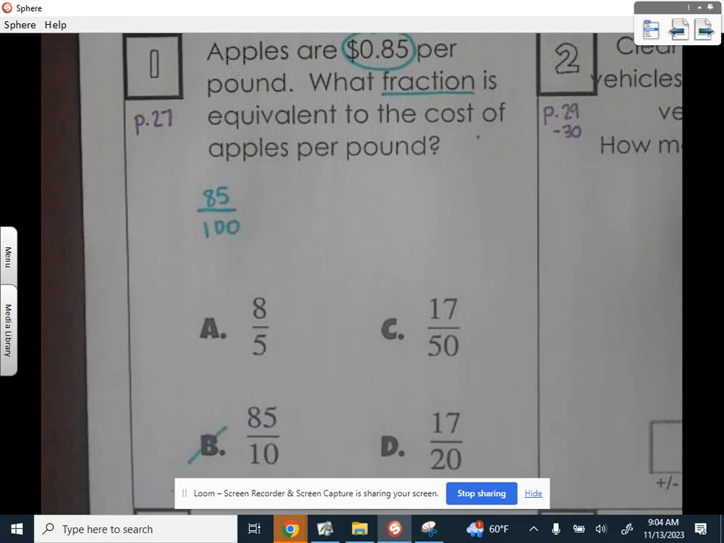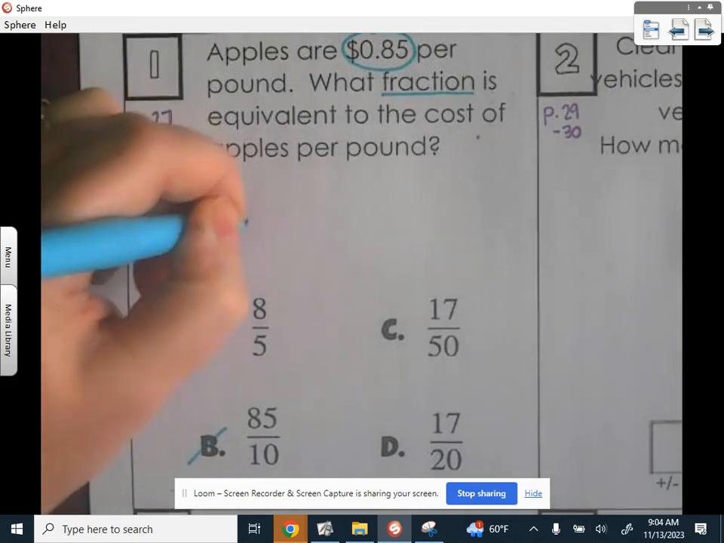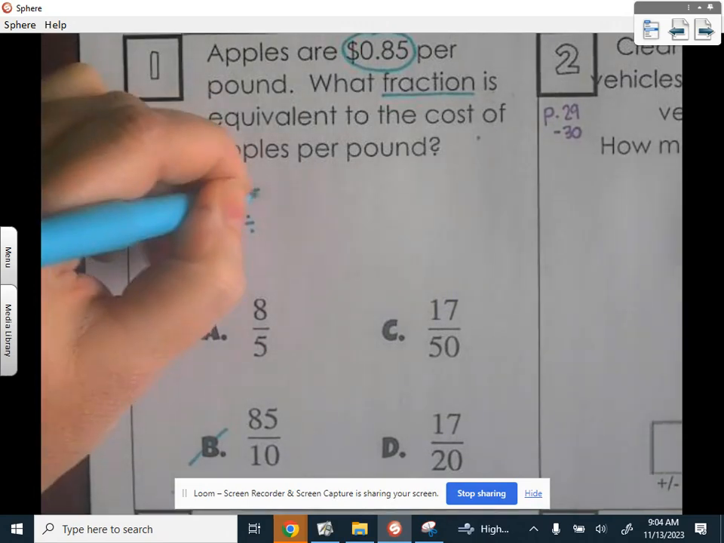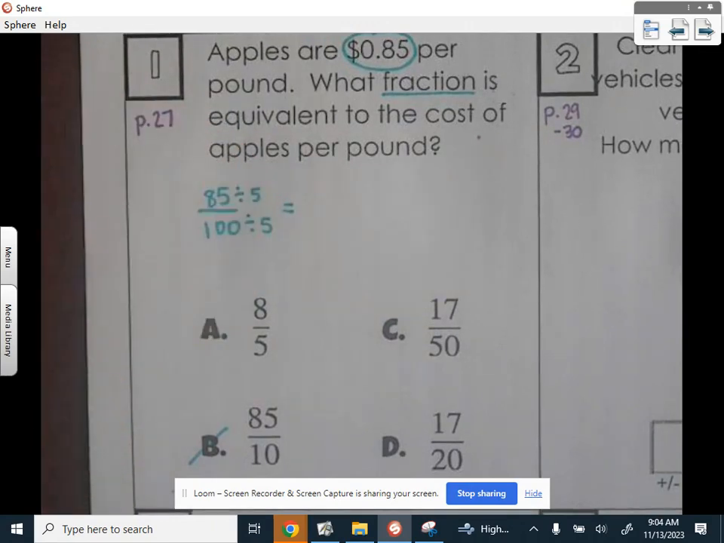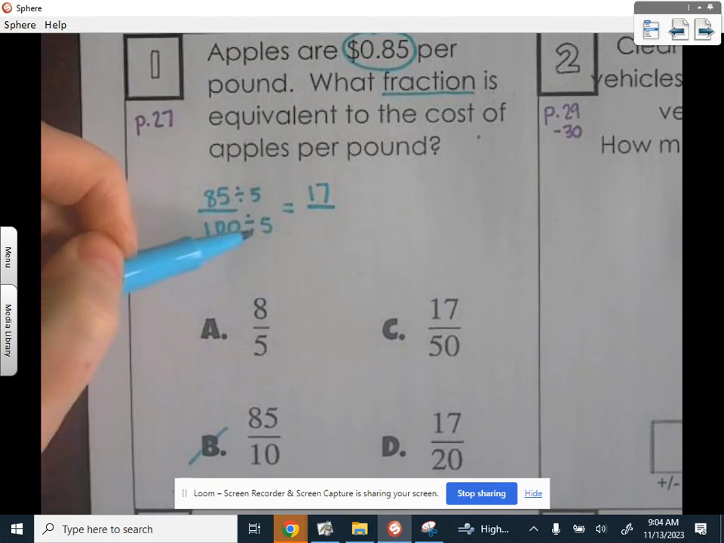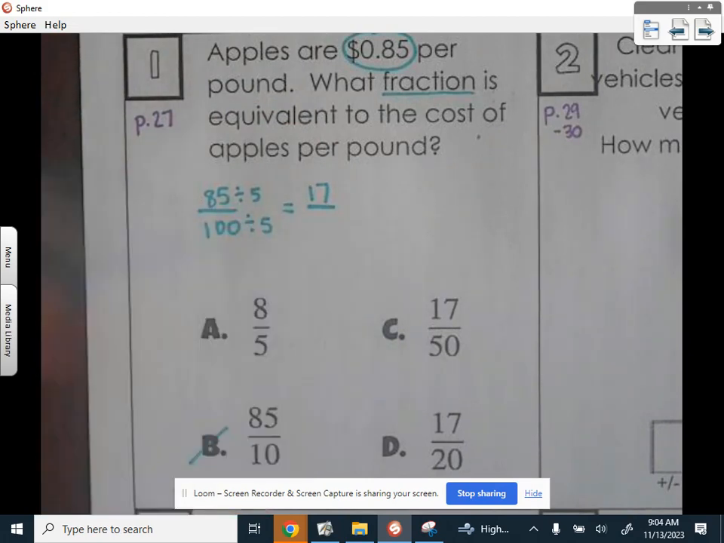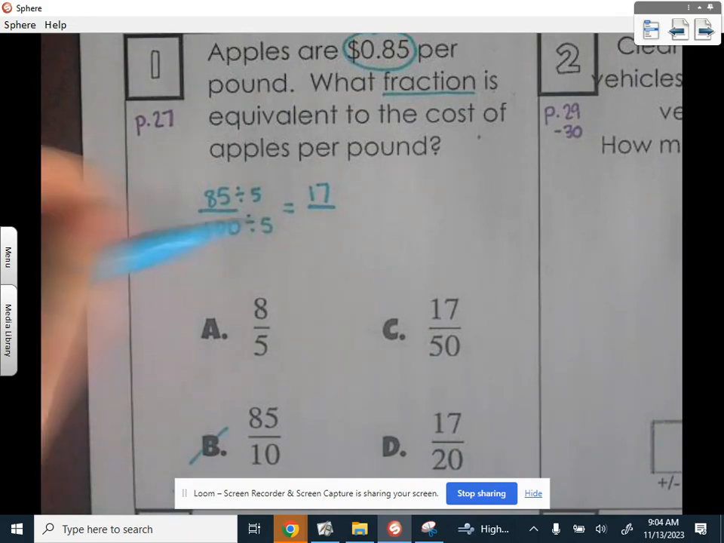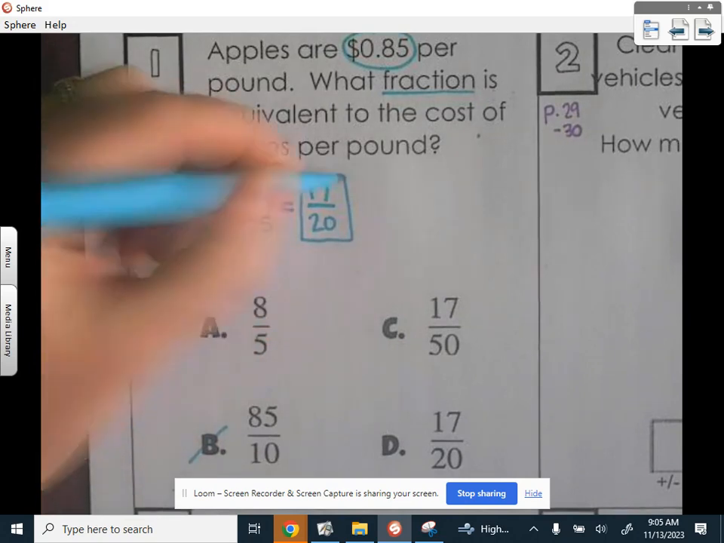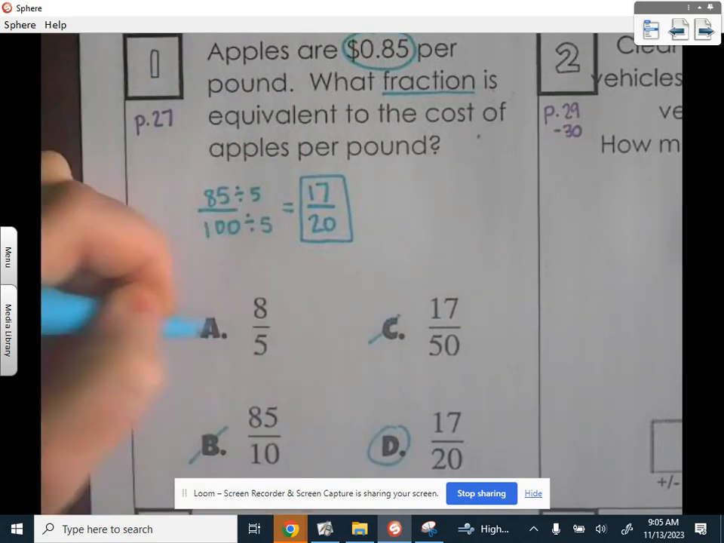Okay, so the reason that this answer is not there is because we need to simplify. So look and see what you could simplify both of these by. They both end in a 5 or a 0, which means they're divisible by 5. 5 goes into 85 17 times, and be careful, some people want to say 5 goes into 150 times, but 5 times 50 is 250. 5 only goes into 100 20 times. So that would be answer choice D.